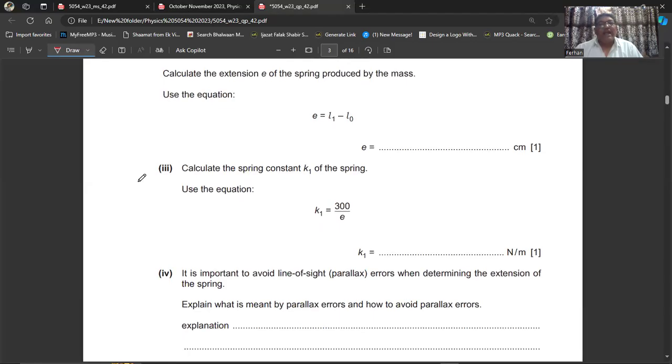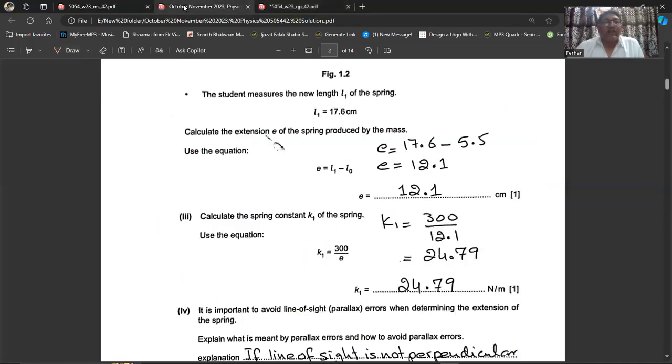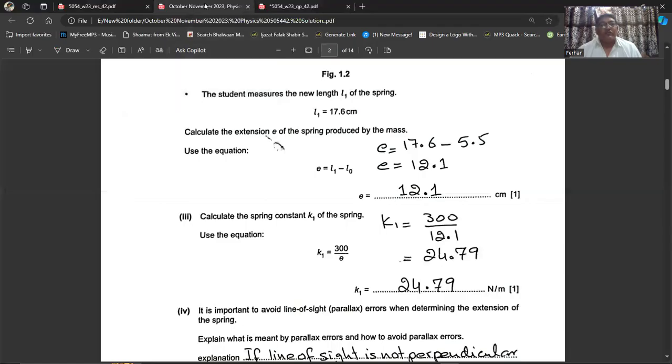Then we have: calculate the spring constant K1 of the spring. Use the equation: the K1 value will be 300 divided by E. So 300 divided by E, where E is the value you just calculated. We put this in the formula. So K1 will be equal to 300 divided by 12.1, and that will be 24.79. So you can also write it as 24.8 Newton per meter.